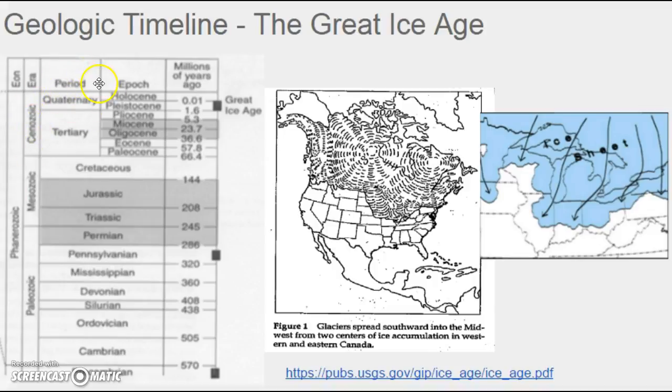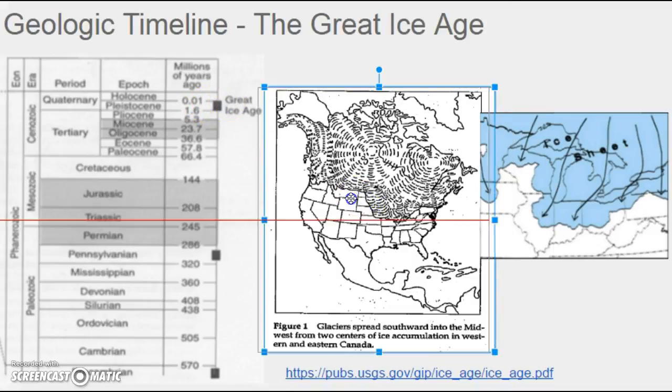It's in the Quaternary period, and this is the Pleistocene. We're going to be focusing here. This is the Great Ice Age timeline, roughly from 1.6 million years ago and ended about 10,000 years ago. And here's what this picture here is illustrating.